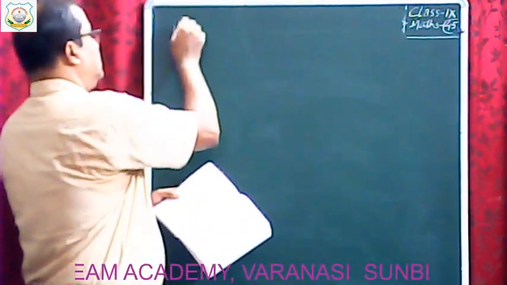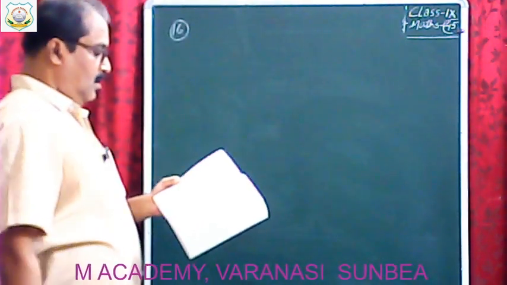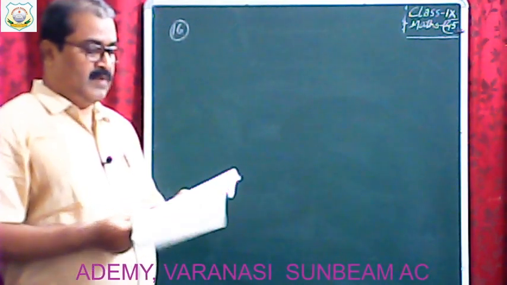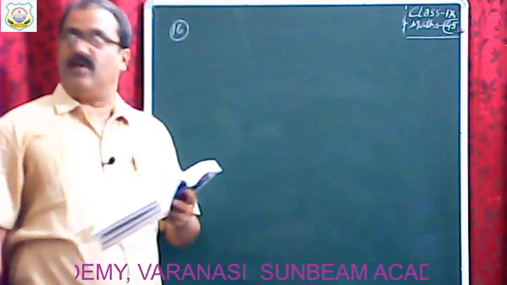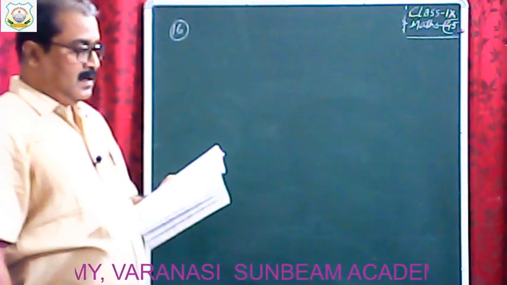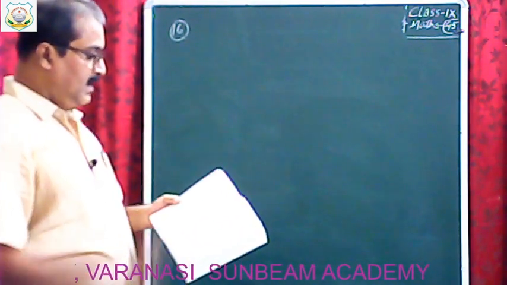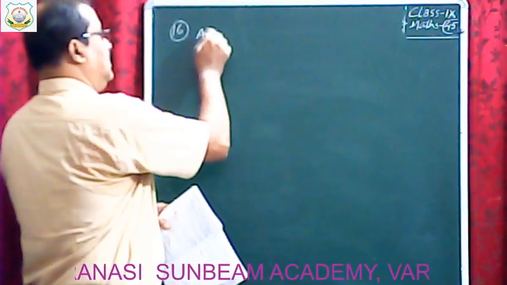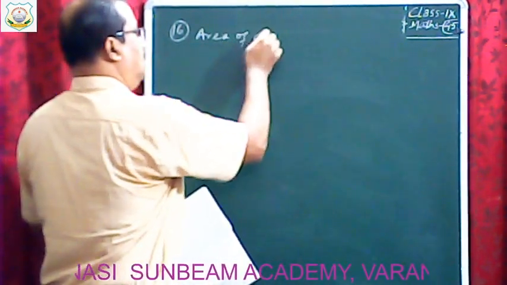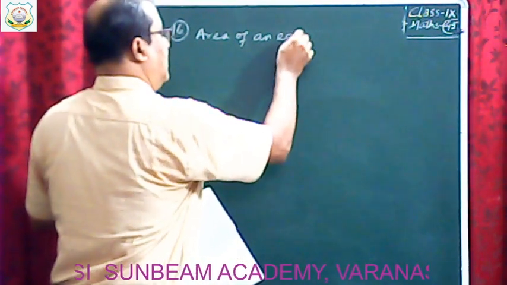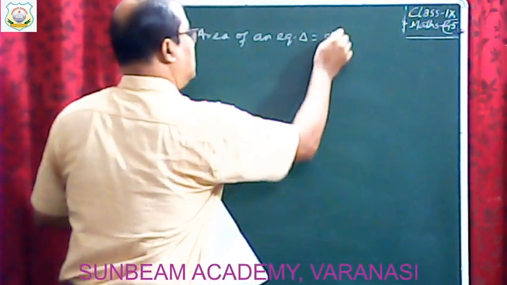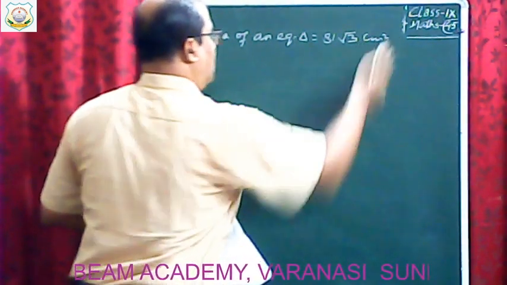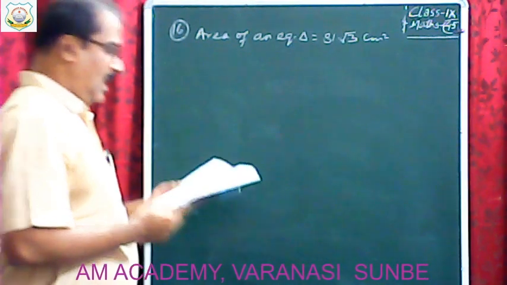Like question number 16. Okay. If the area of an equilateral triangle is 81 square root 3 centimeter square, find its height. Area of the equilateral triangle is given, you have to find the height. Area of an equilateral triangle, 81 square root 3 centimeter square is given. You have to find the height.